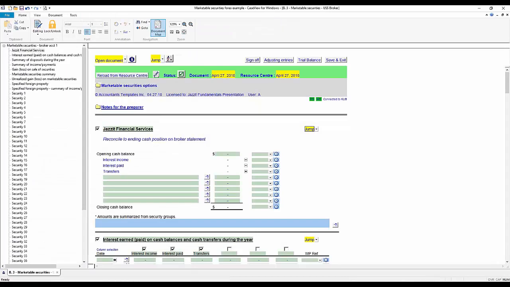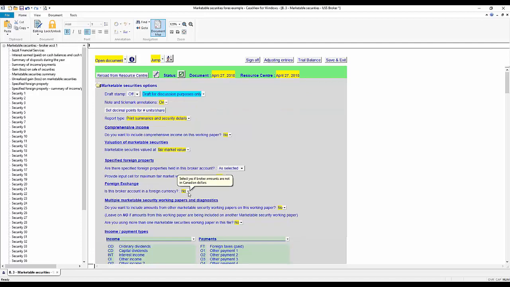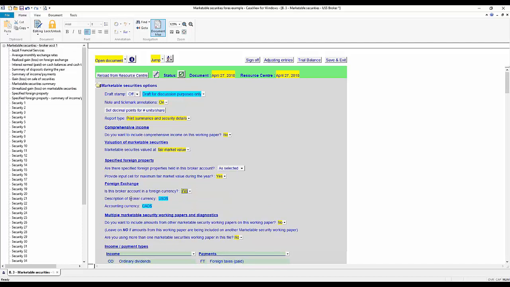So if I go to my marketable securities working paper, the first thing I'm going to do is under foreign exchange, I'm going to set it to yes. And where it says description of broker currency, it is set to US dollars, which is what I want, and my accounting currency, which is Canadian.